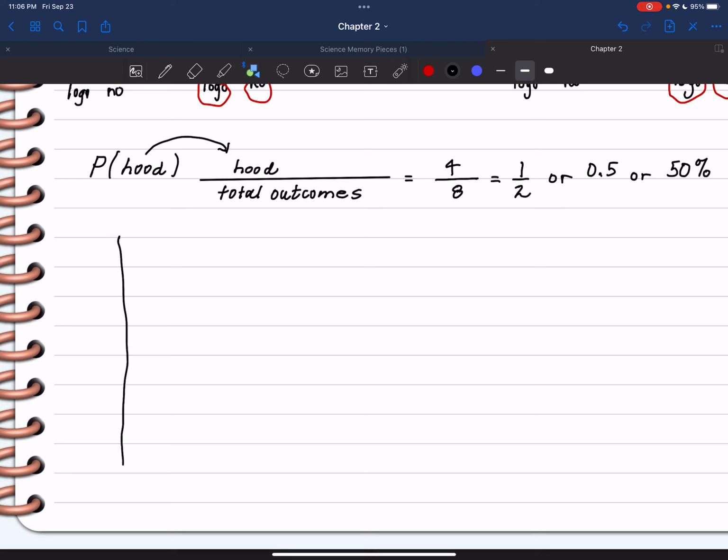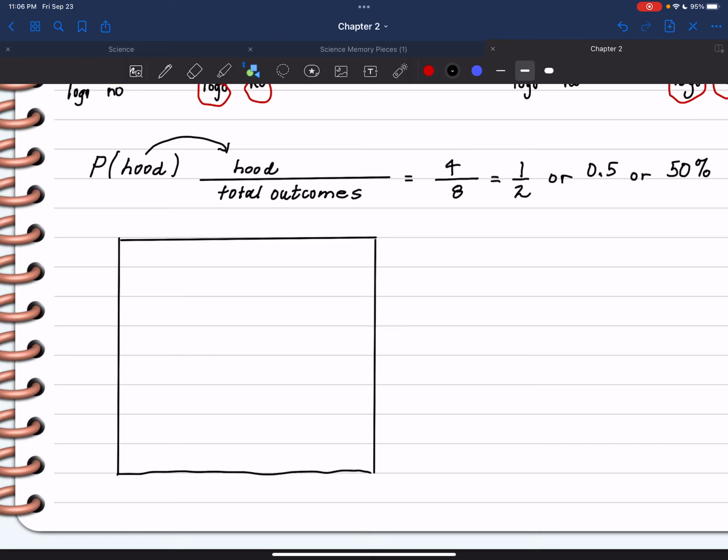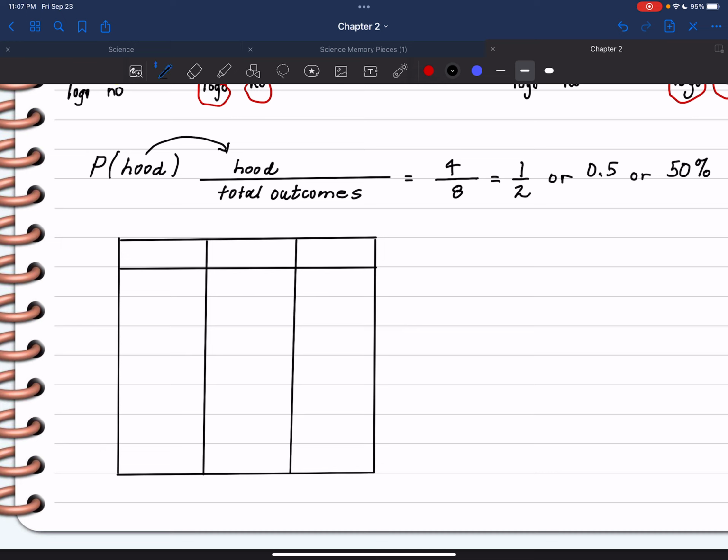I rarely ask you to memorize because I believe that the best way is to understand what you're doing instead of trying to memorize everything, because you just can't memorize everything. But this is something that's worth memorizing. So let's draw a table with 3 columns. And in the first column, I'm going to put the fraction, the decimal, and the percent.